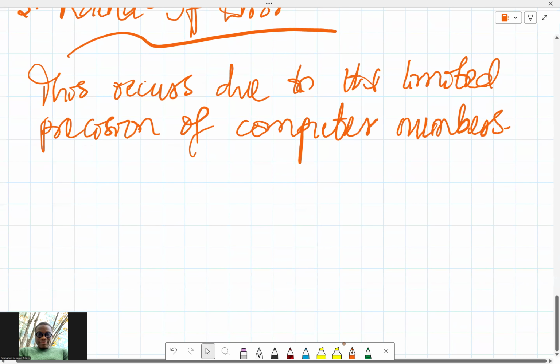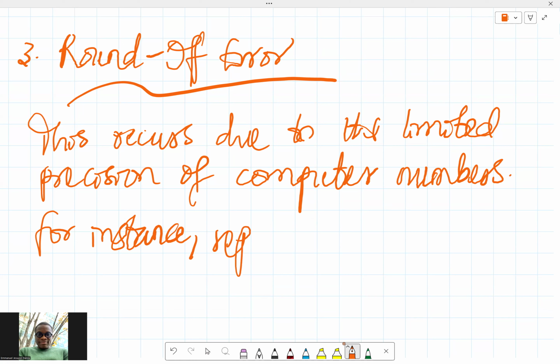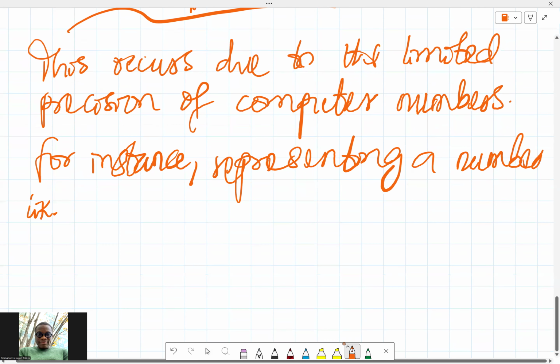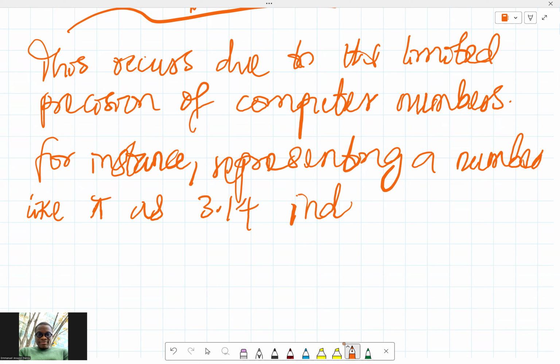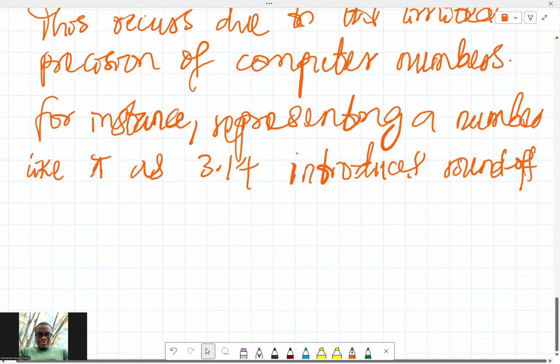Imagine, for instance, representing a number like pi. Representing pi as 3.14 introduces round-off error, because pi has more decimal places, right? So it introduces a level of round-off error.